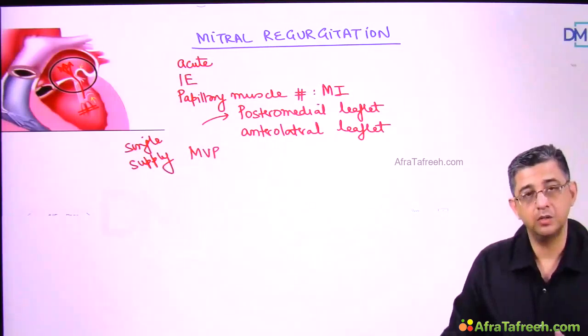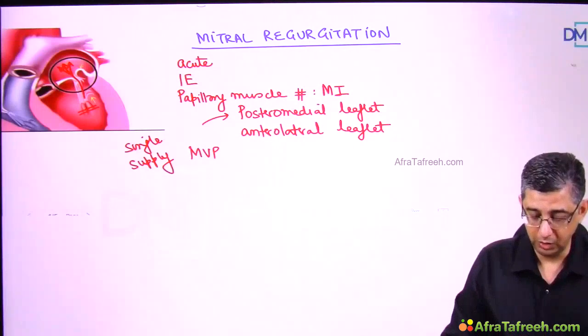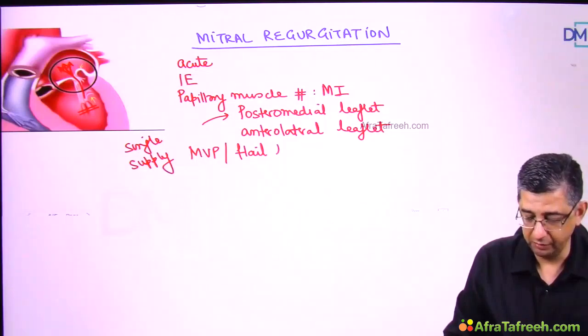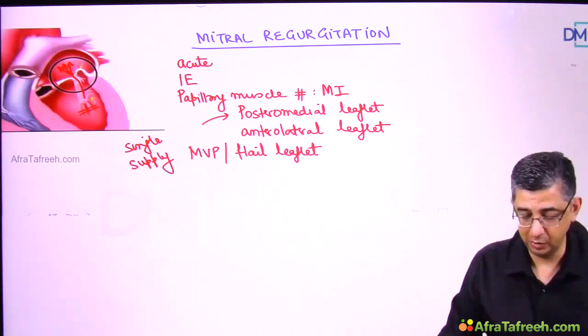The next cause could be mitral valve prolapse. One of the important causes of mitral valve prolapse is myxomatous degeneration of the valve. So either the word written might be MVP, or they can just write the words flail leaflet to signify the myxomatous degeneration that will be occurring in this patient.